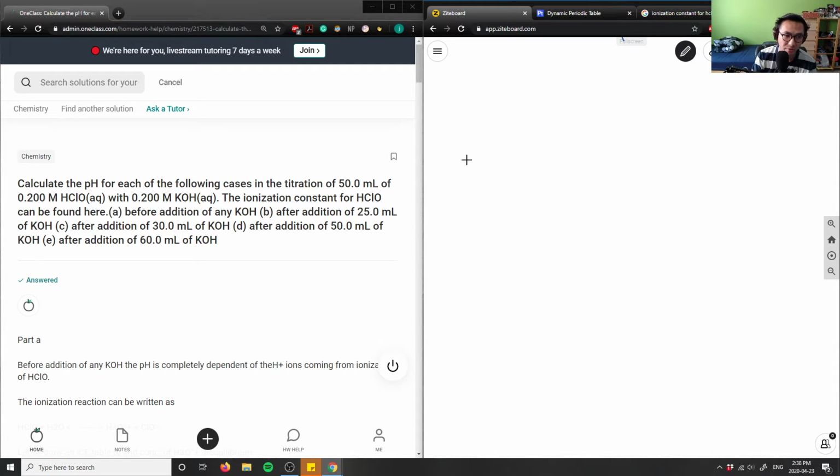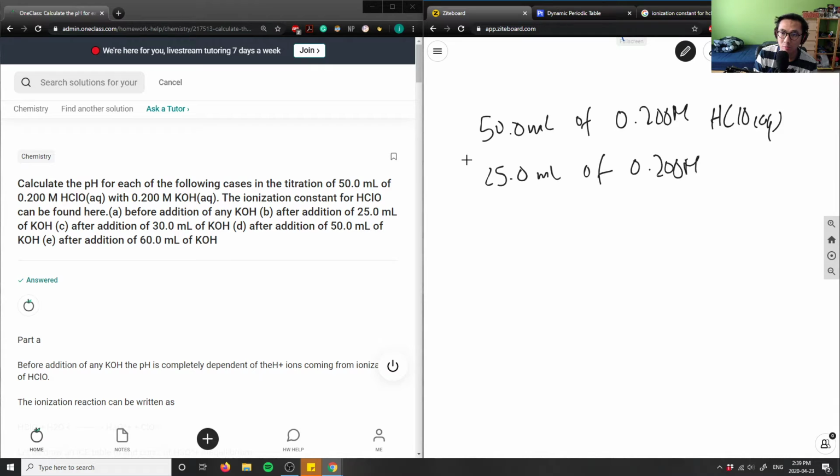Part B states that after adding 25 milliliters of base here. So I'm going to say that now I have 50 milliliters of 0.200 molar hypochlorous acid, and then I added 25.0 milliliters of 0.200 molar KOH. So now my titration has begun, right? I've added acid and some base, which is great. So now what I have to do first is find out what the moles of these two things are before I find concentration.